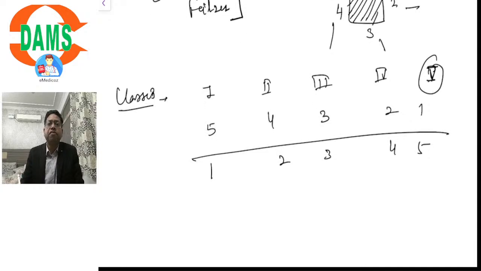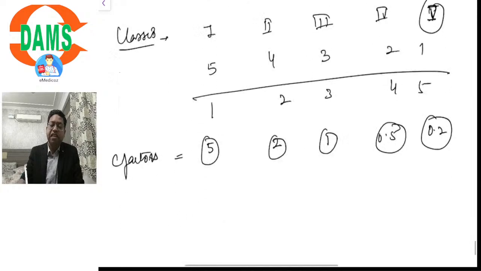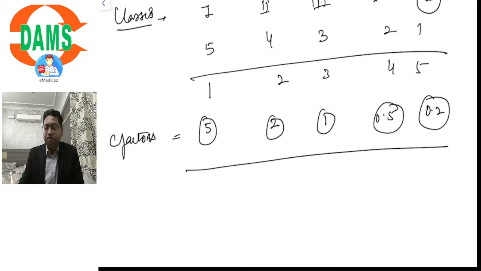So what are the respective configuration factors for these situations? 5 by 1 is 5, 4 by 2 is 2, 3 by 3 is 1, 2 by 4 is 0.5, and 1 by 5 is 0.2. These are the respective values of C factors for these clinical situations. Very simply, you can remember and answer like this.